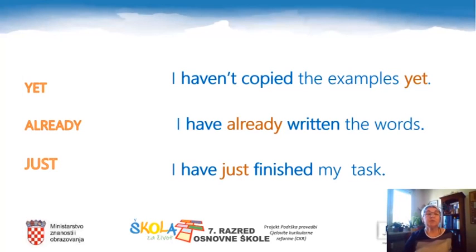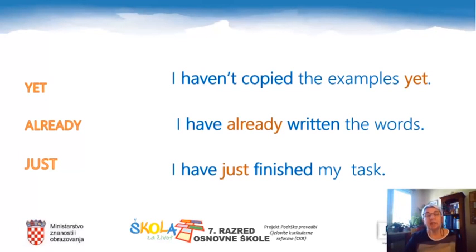We also use the present perfect with yet, already, and just. Yet goes to the end of the sentence, and it's always used in negative sentences. I haven't copied the examples yet. Have you copied my examples from the previous slides? Not yet. Nisam još. To say not yet, we make the sentence negative. I haven't copied, nisam prepisao, and we put yet at the end.